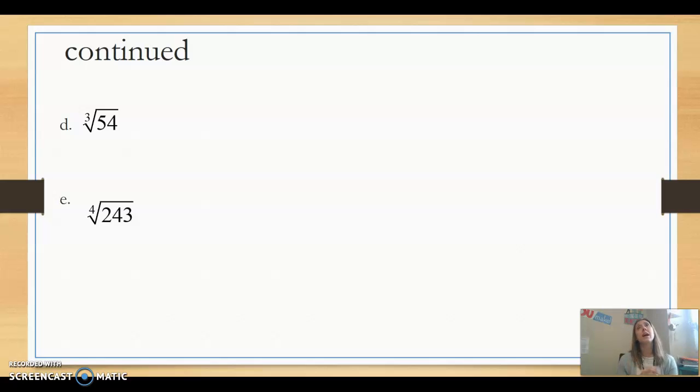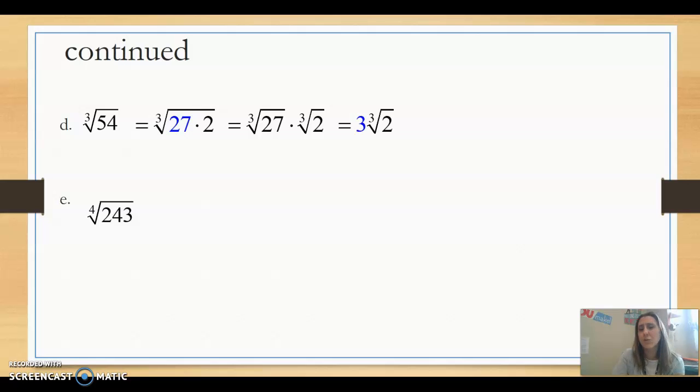So now we have to not think of perfect squares, we're going to think of perfect cubes. So a perfect cube, I'm at 54, 64 is not going to work, let's try 27. 27 works. So we end up with the cube root of 27 times 2. Well, I know what the cube root of 27 is. The cube root of 27 is 3, and the cube root of 2 is just the cube root of 2. So we end up with 3 times the cube root of 2.